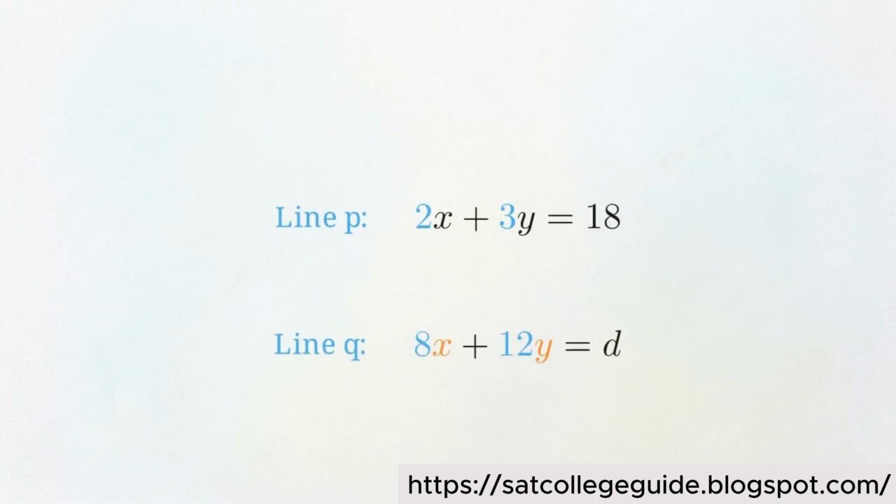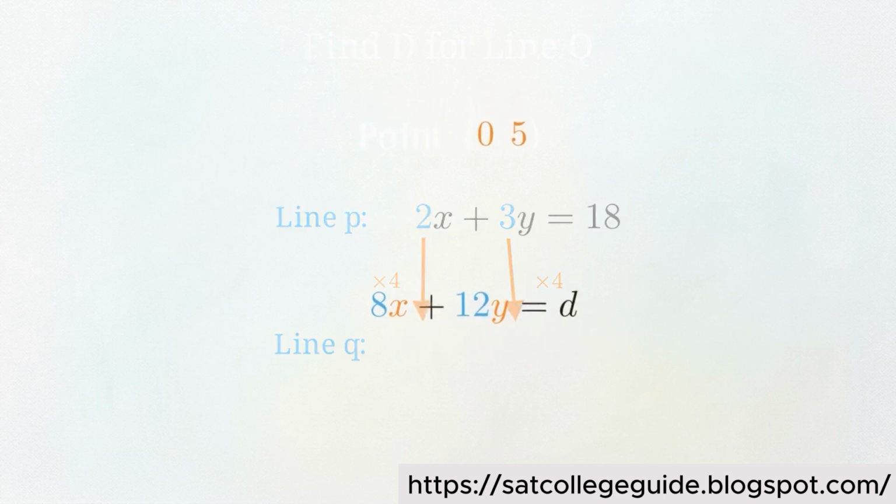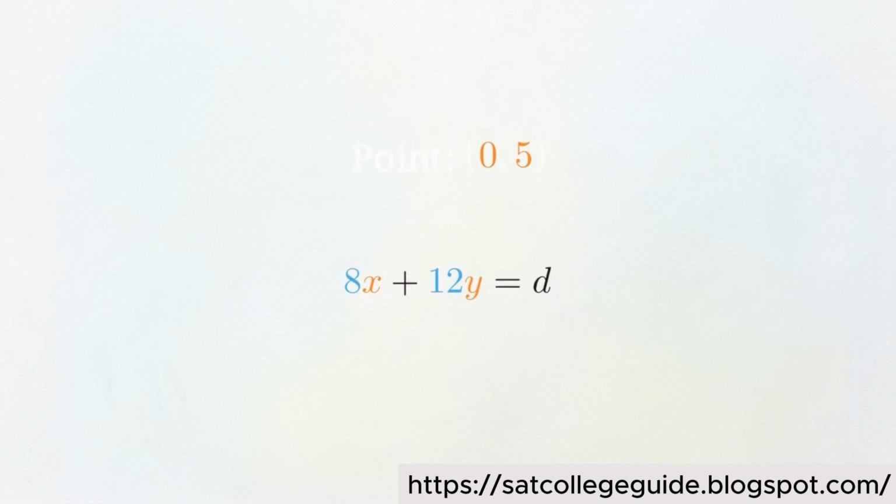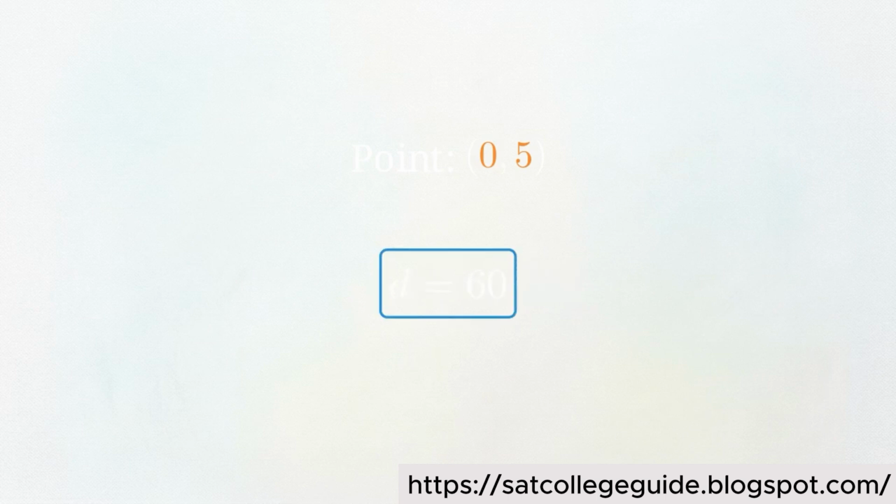We can also use this logic when the unknown variable moves to the constant side of the equation. Here we need to find d, knowing line q passes through (0, 5). First, we confirm the lines are parallel. Both the x and y coefficients have been multiplied by 4, so the slope remains the same. Since the parallel relationship is verified, we move to direct substitution. We plug the coordinates 0 and 5 into line q. The first term drops away, leaving 12 times 5. This shows that d is 60.